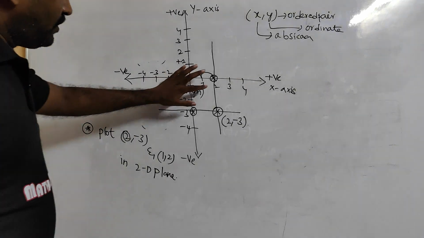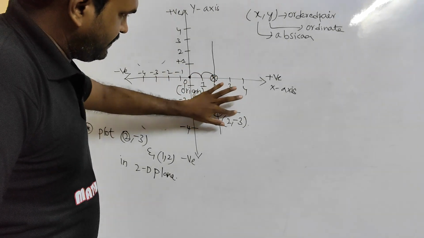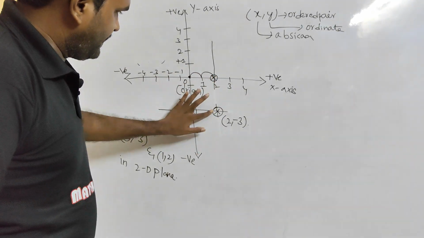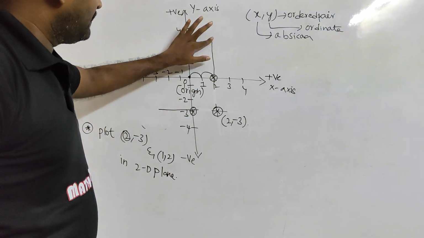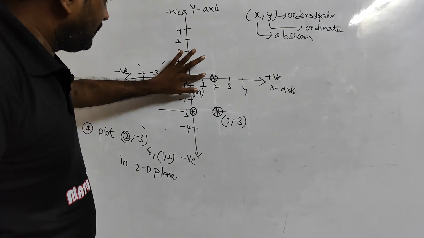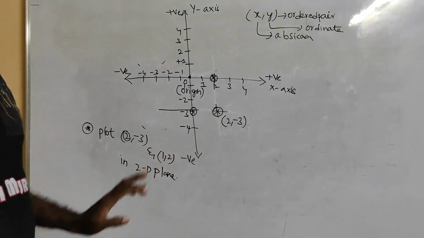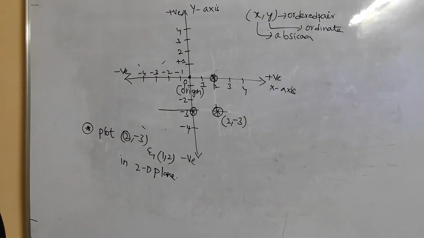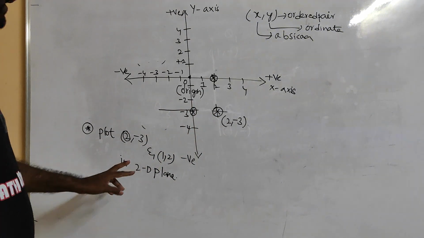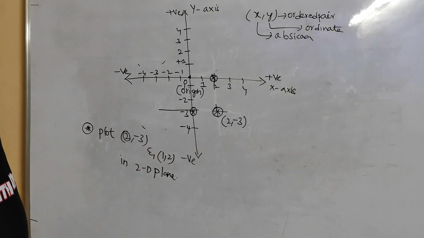Afterwards, if you want, you can rub all this. That point is (2, -3). This and all you can rub. No need of this and all. What we need is this point, that is (2, -3). Am I clear? Same likewise, how to plot (1, 2).